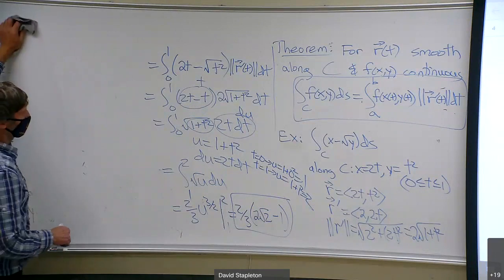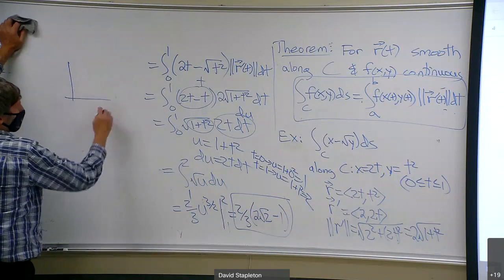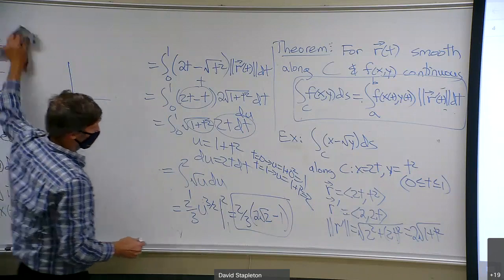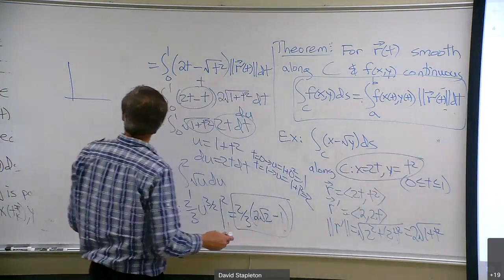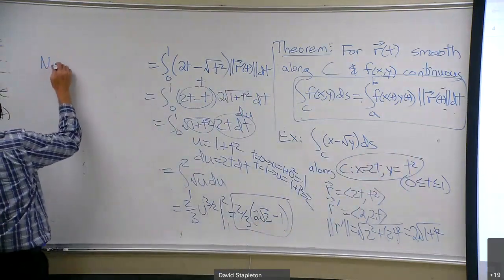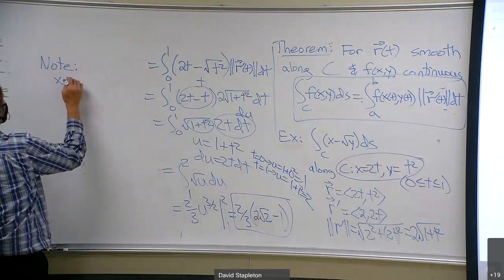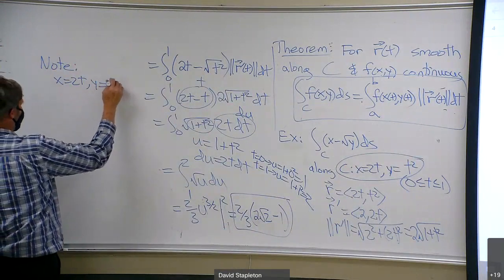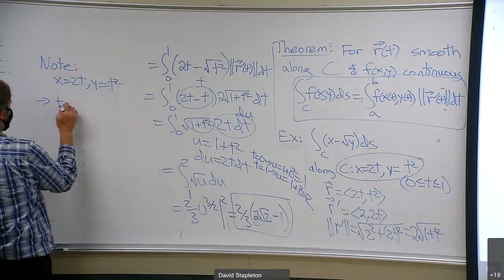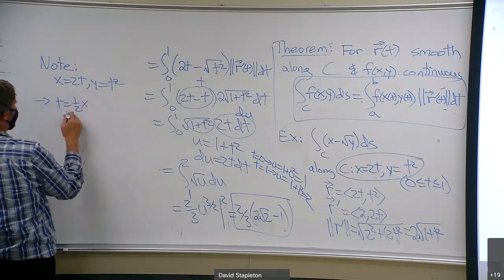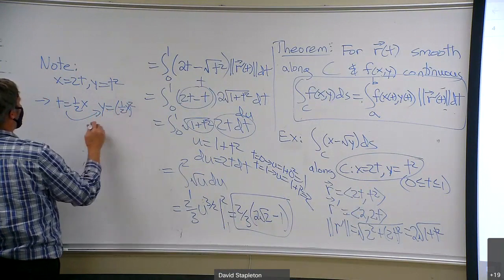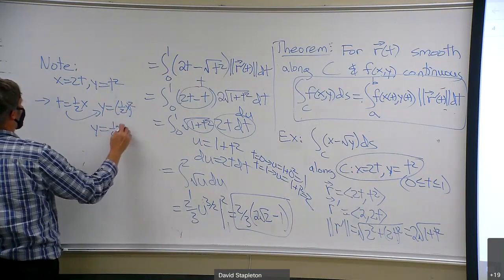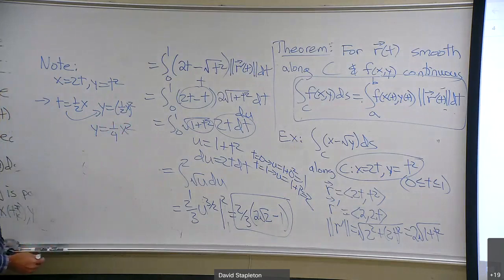What is it we're doing if you want to think of this geometrically? You've got a curve here that you can sketch pretty easily, right? If x equals 2t, y equals t squared, then we have that t equals 1/2 x can be substituted into here. And we got y equals 1/4 x squared. It's the curve y equals 1/4 x squared, right? t going from 0 to 1 means x goes from 0 to 2.